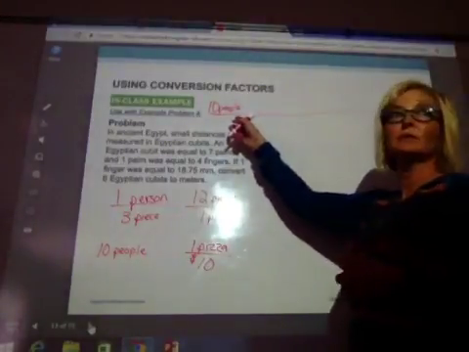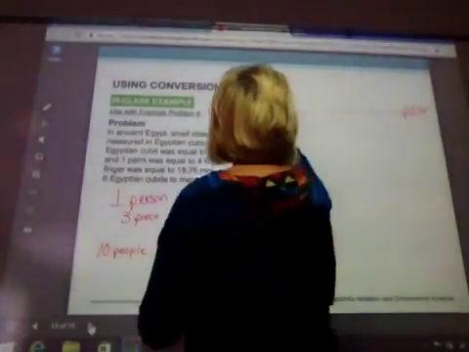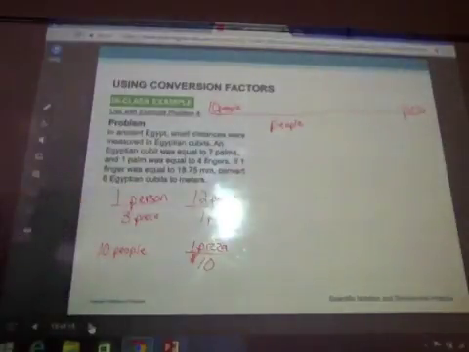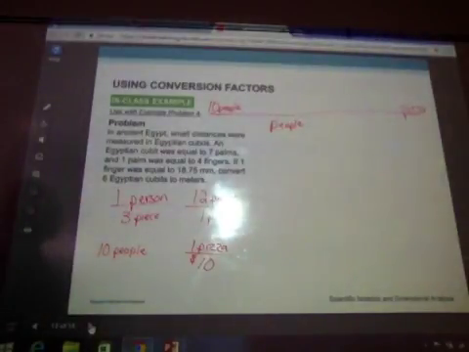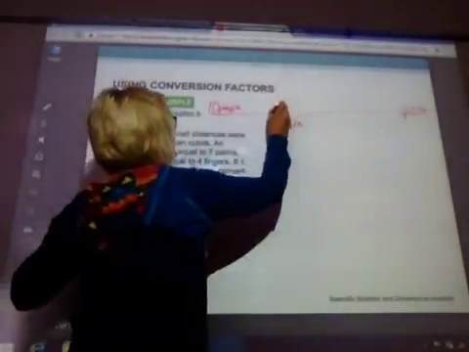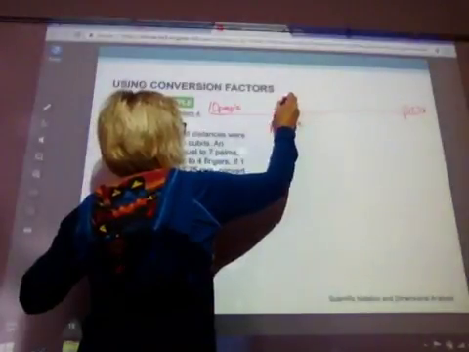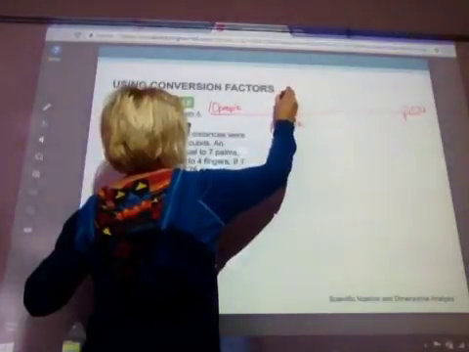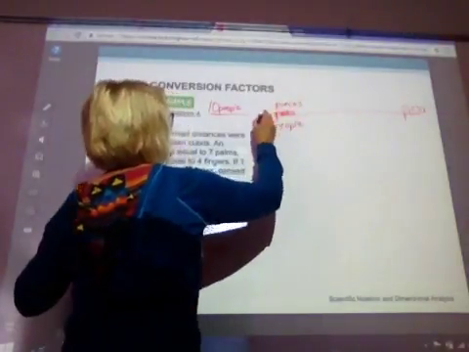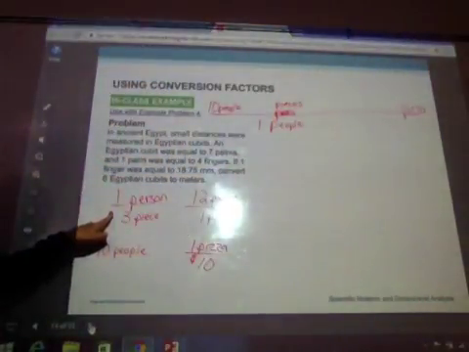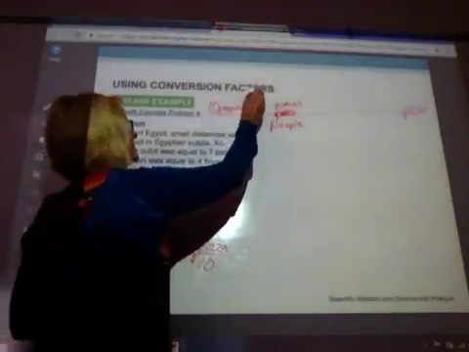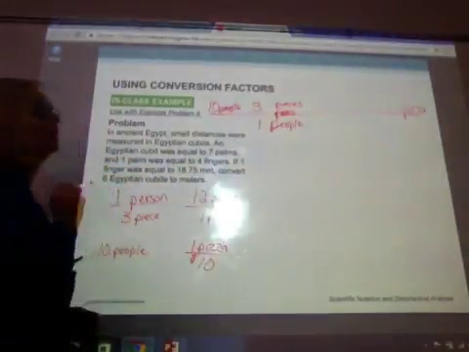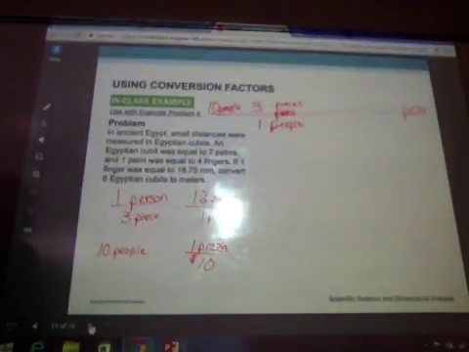What has to go on the bottom? People. I have to get rid of people. So I don't want people. What can I change people to, or person, I guess? Pieces. So 1 person, how many pieces? 3. Okay, now I can tell that we're going to eat how many pieces? 30. But that's not what I want.